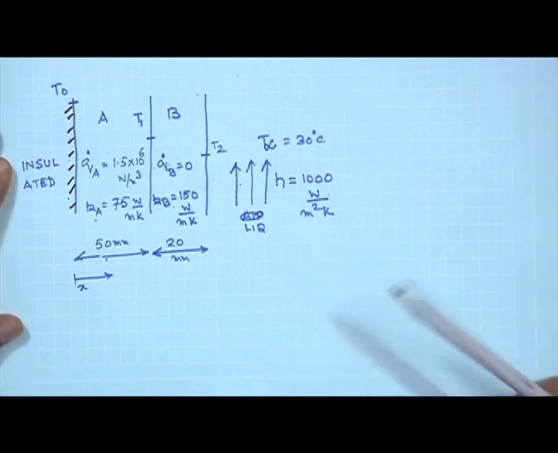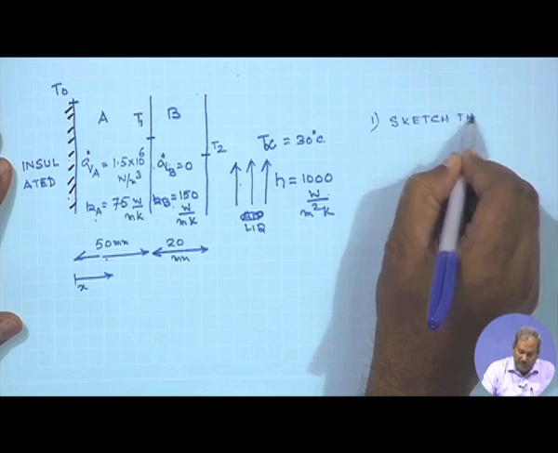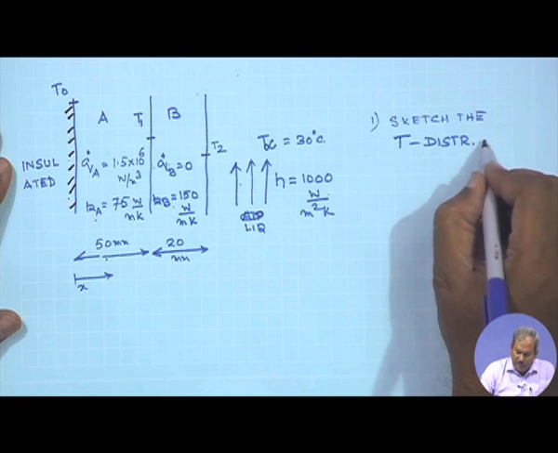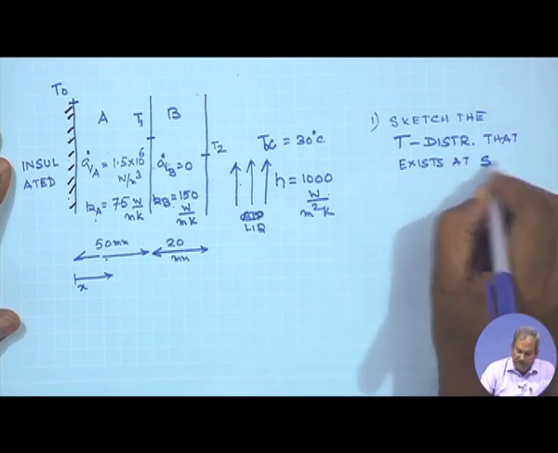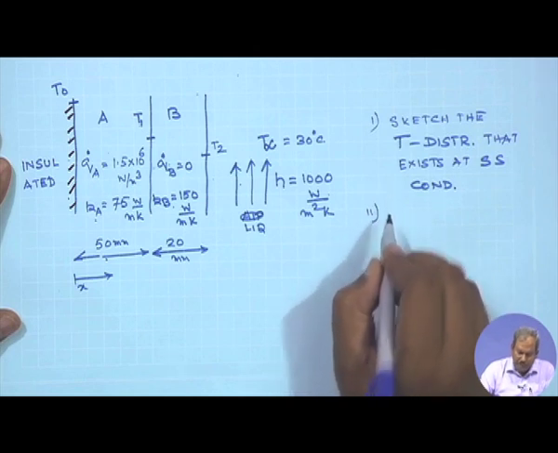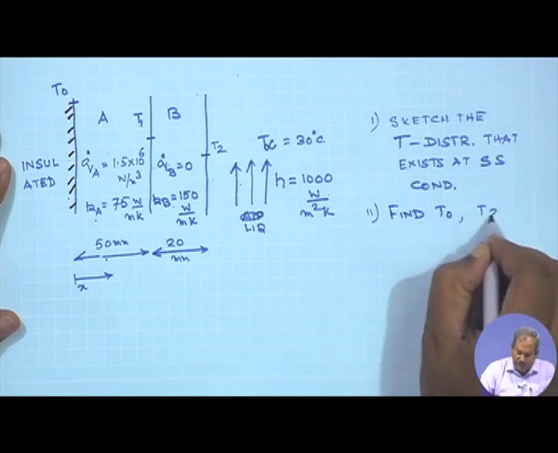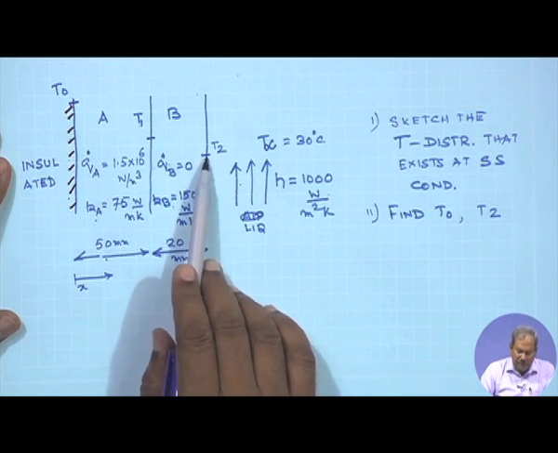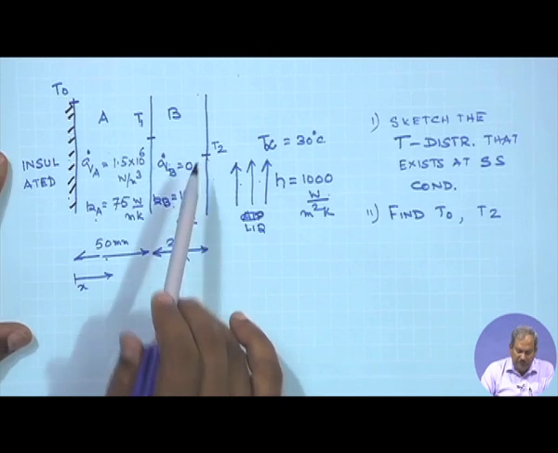What you have to do is, the first part is sketch the temperature distribution that exists at steady state condition in this system, and part 2 is find T0 and T2. Find out the temperature of the insulated surface and the temperature of the surface that is cooled through the use of convection. So, find out what is T0 and what is T2.